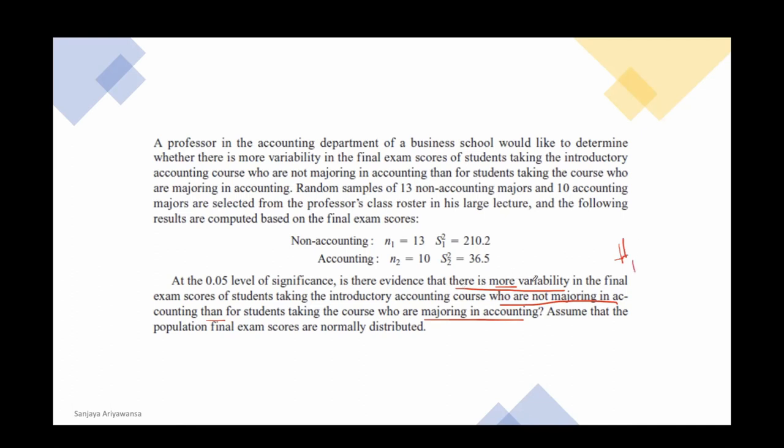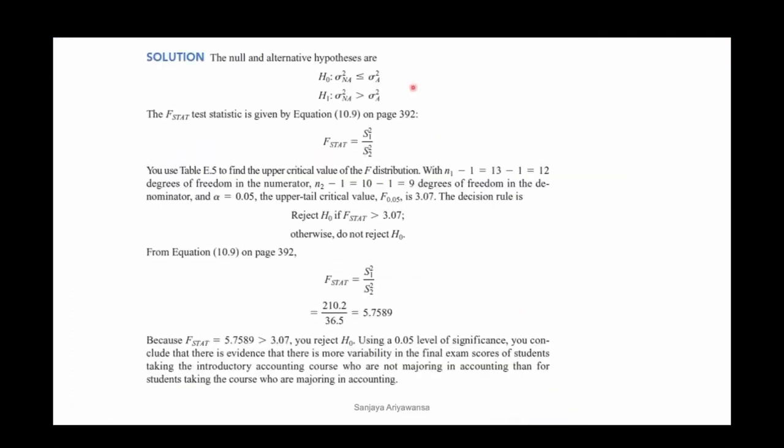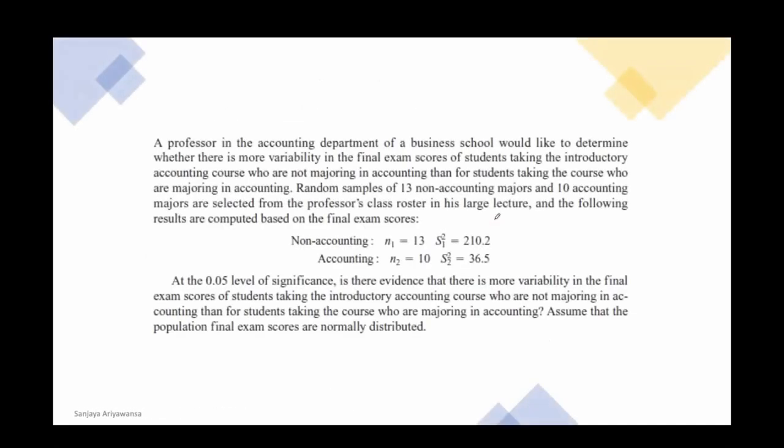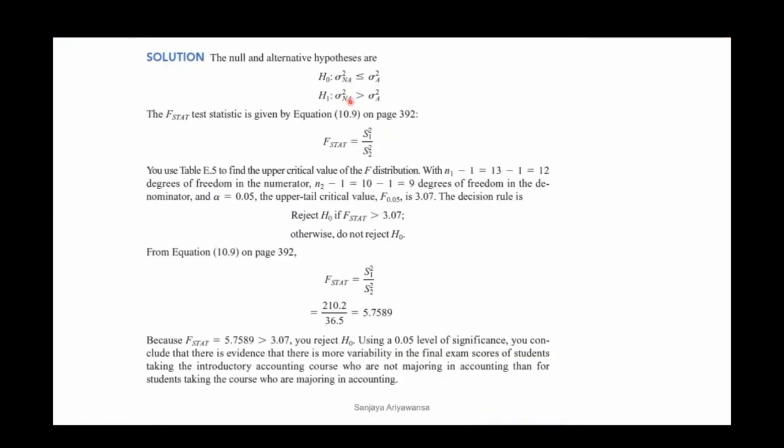Is there evidence that there is more variability in the final exam scores of those who are not majoring in accounting than for those who are majoring in accounting? Assume that the population final exam scores are normally distributed. So this is the solution. Because here, like I underlined, it asks whether there is more variability in this sample compared to this sample, not majoring in accounting. That is how I've written down H1: the population variance of those not majoring in accounting is greater than the population variance of those majoring in accounting.